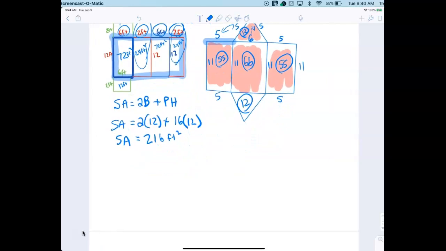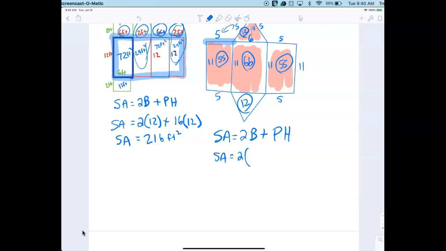I told you the surface area is equal to, how many bases are there? 2 times the area of the base plus the perimeter times the height. Everybody with me? So now surface area is equal to 2.